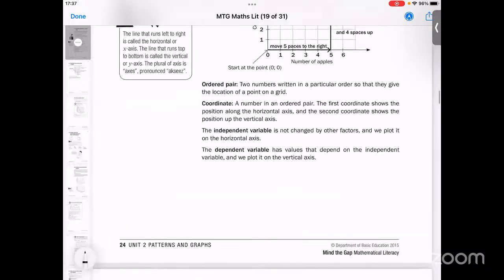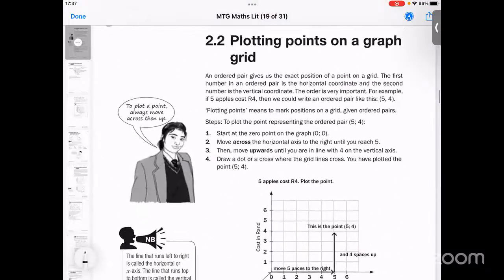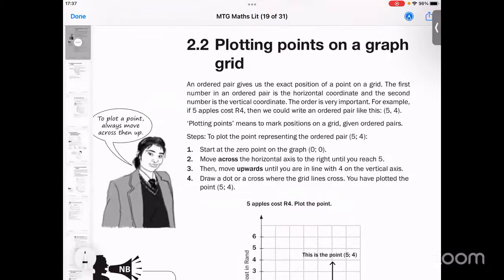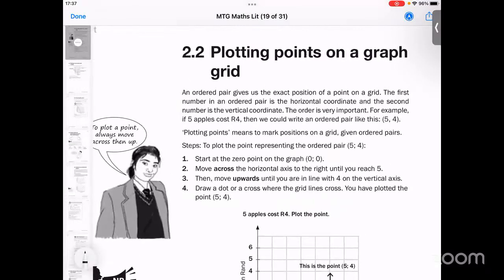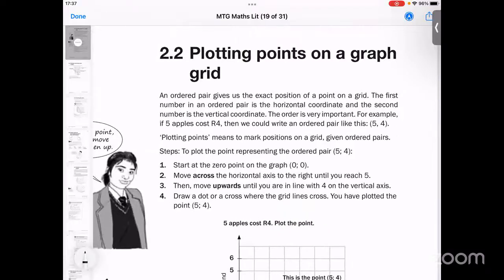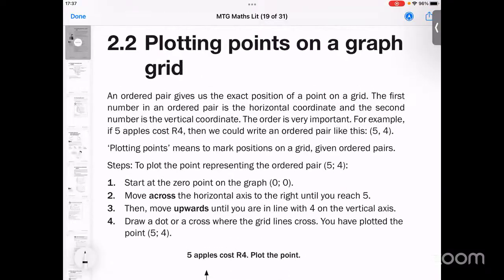Or perhaps, let's see, is there something that we can do here? Plotting points on a graph. Great. Okay, it looks like there's some information there that we can very quickly go through. An ordered pair gives us the exact position of a point on a grid.